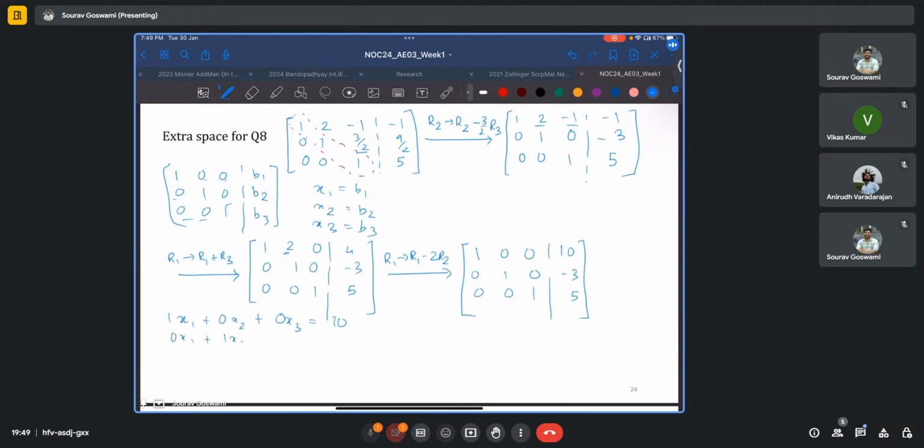0x1 plus 1x2 plus 0x3 is minus 3. 0x1 plus 0x2 plus 1x3 is 5, which directly yields the solutions as x1 equals 10, x2 equals minus 3, and x3 equals 5. And we noticed how no back substitution was needed in this case.